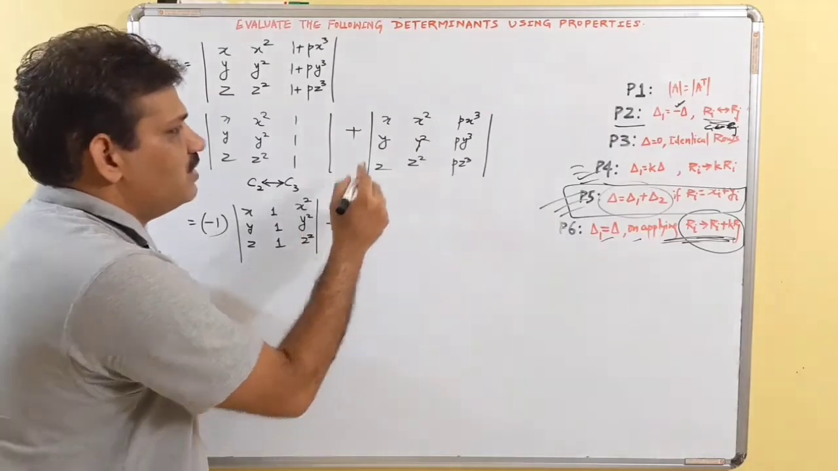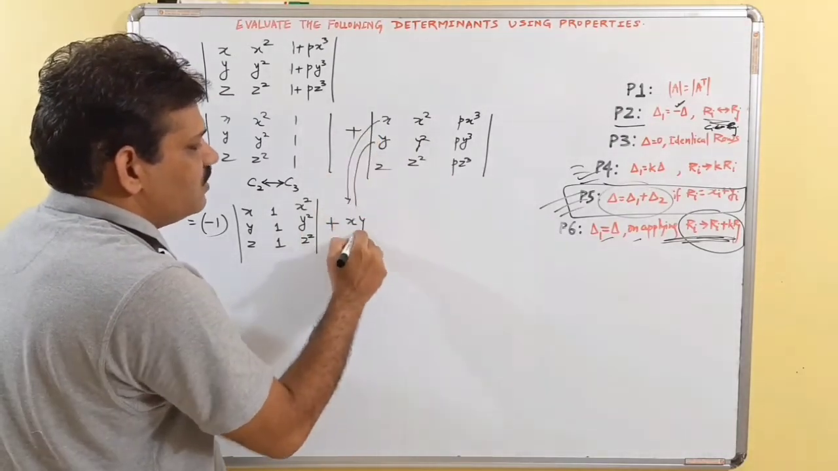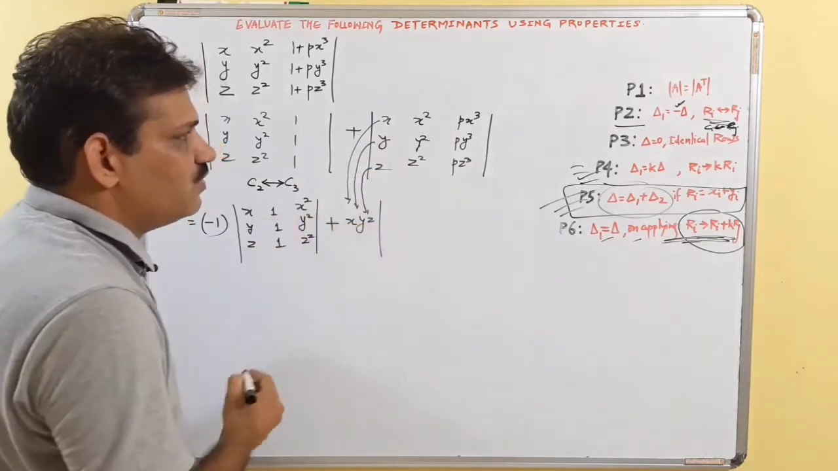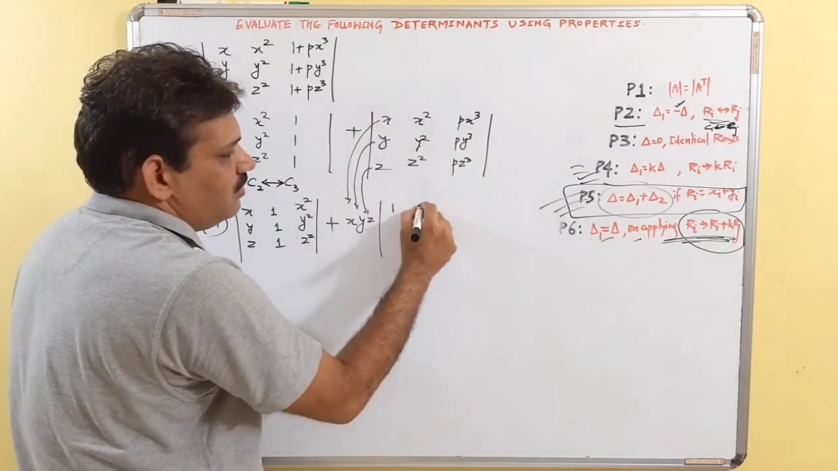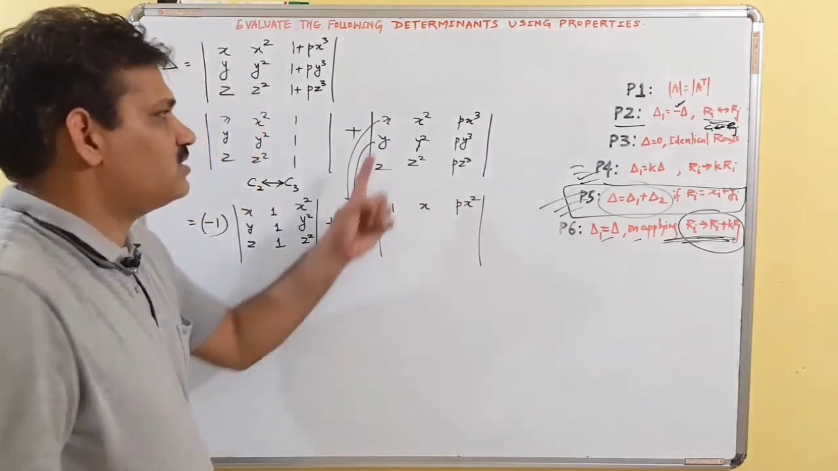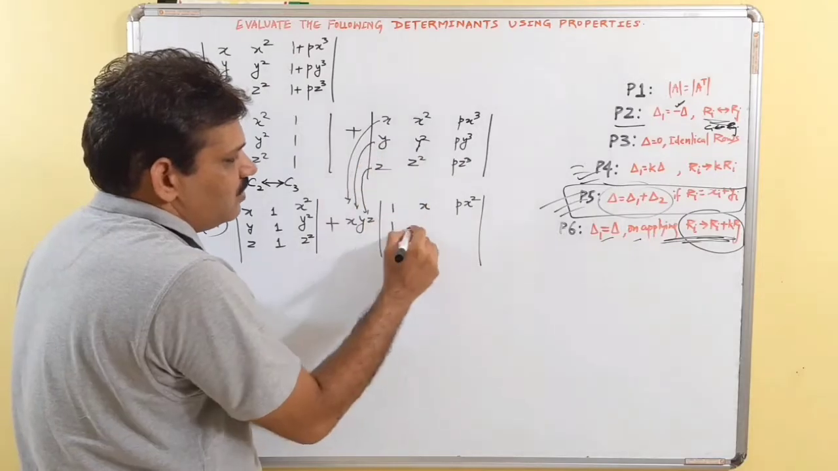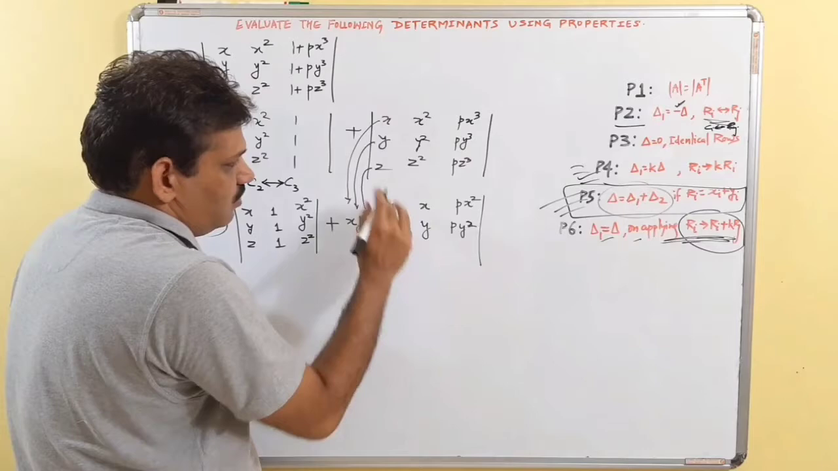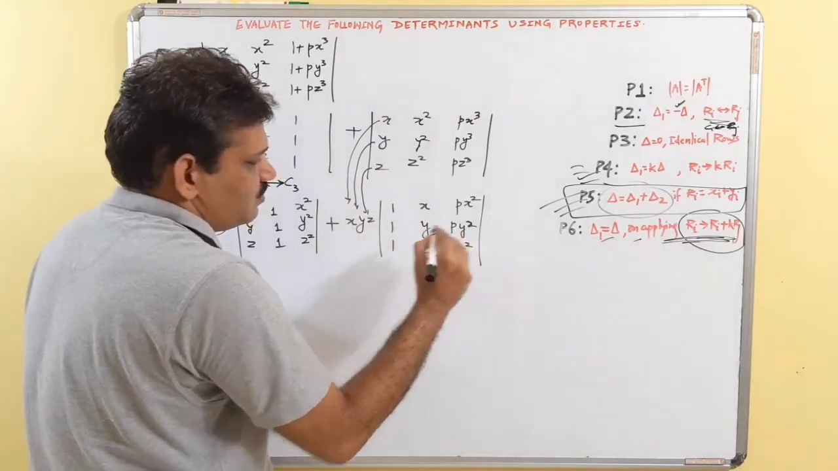Well, plus here we can take x common from the first row, y common from the second row, and z common from the third row. So if we take x common from here, we get 1, x, p x square. We have divided each term by x. Now we take y common, so 1, y, p y square. Now here we take z common, so 1, z, p z square.